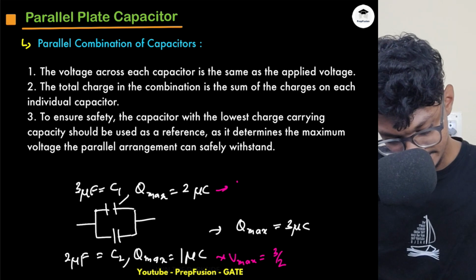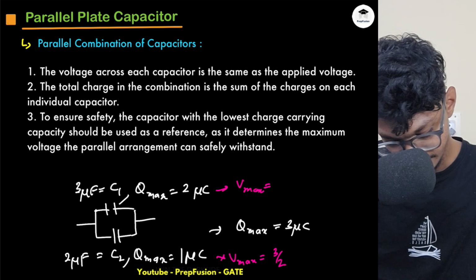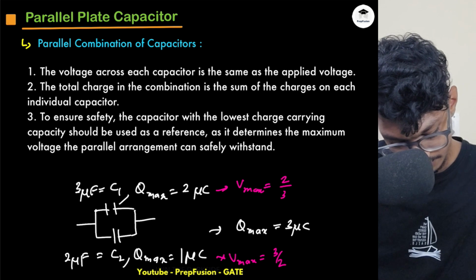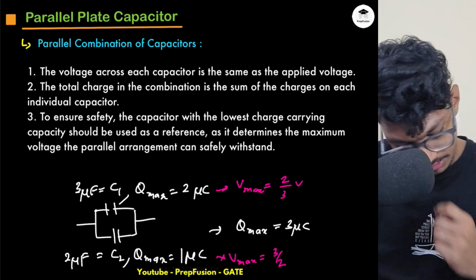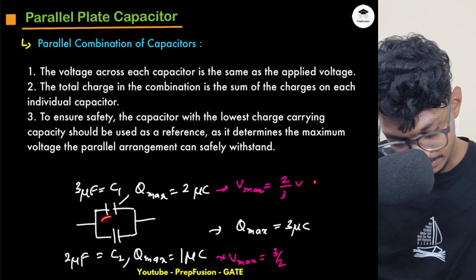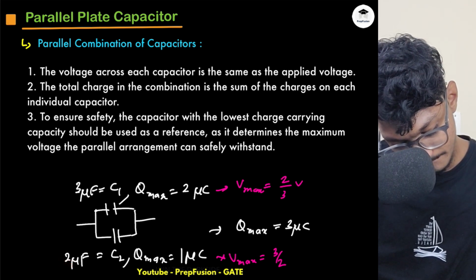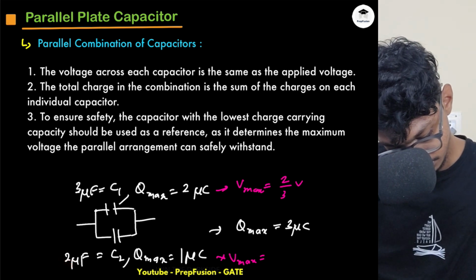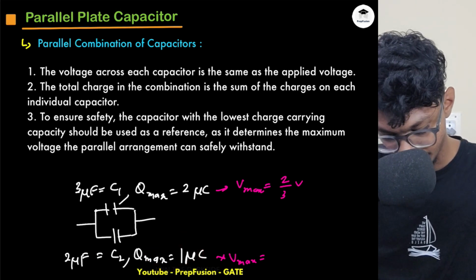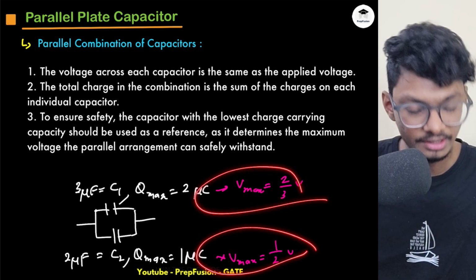In this case the V max is Q max divided by C, which is 2 by 3 volts. Q equals CV, so this is telling me I can apply a maximum of 2 by 3 volts. Sorry, this is not 3 by 2, this was the other Q max. This is the Q max of this particular capacitor, so it is 1 by 3, 1 by 2. So this is telling me I can apply a maximum voltage of 1 by 2, and this is telling me I can apply a maximum voltage of 2 by 3.